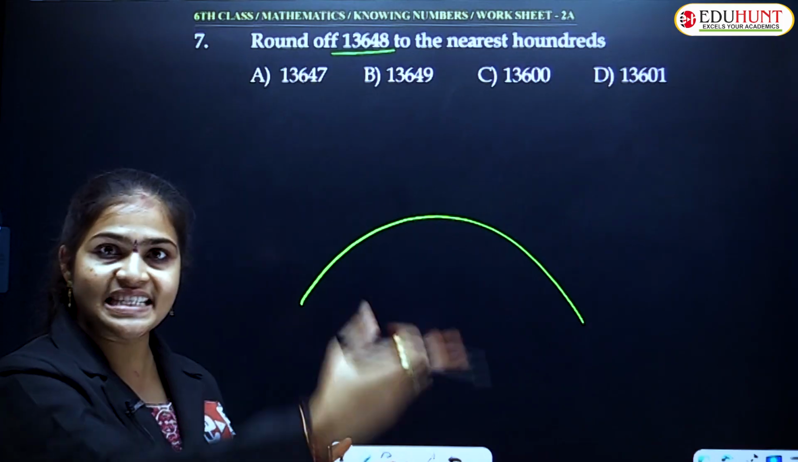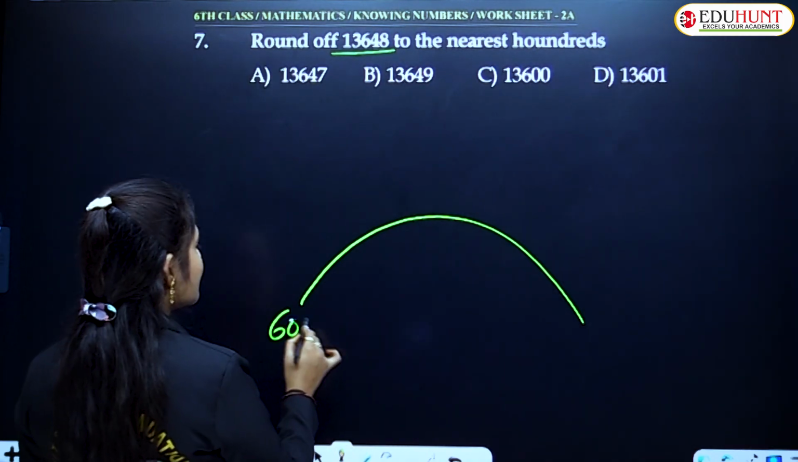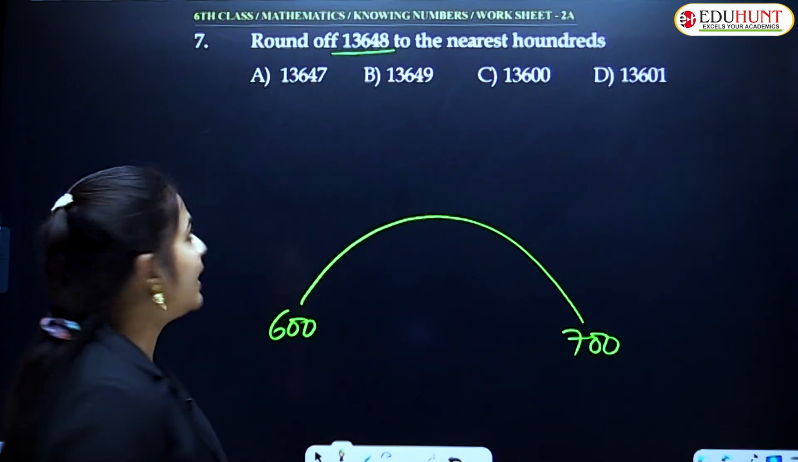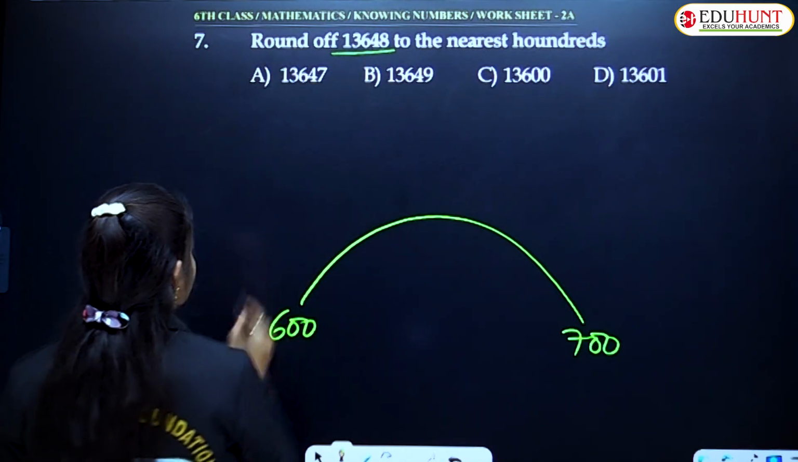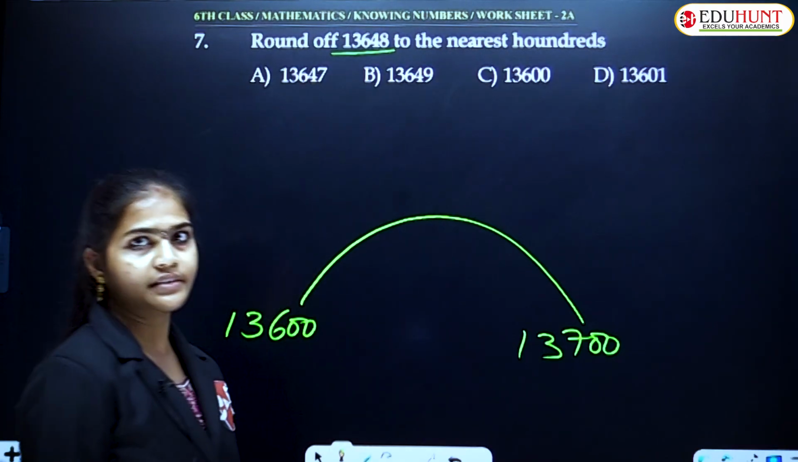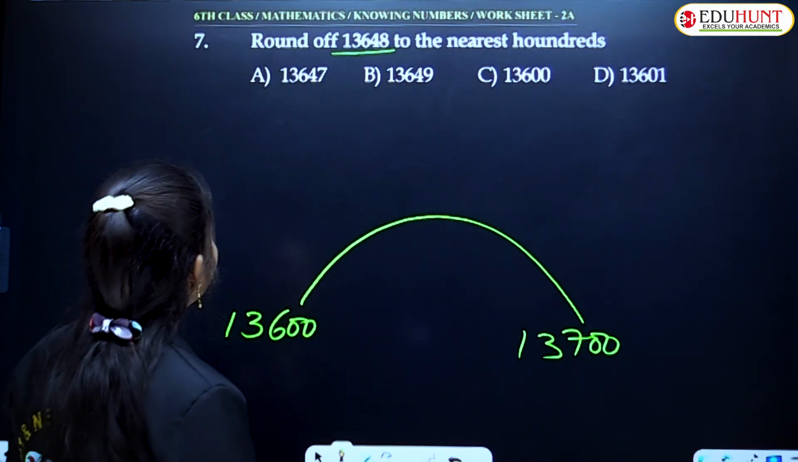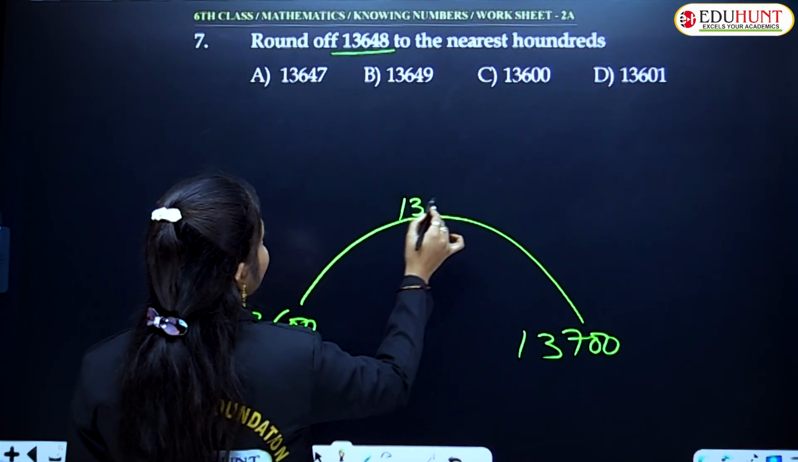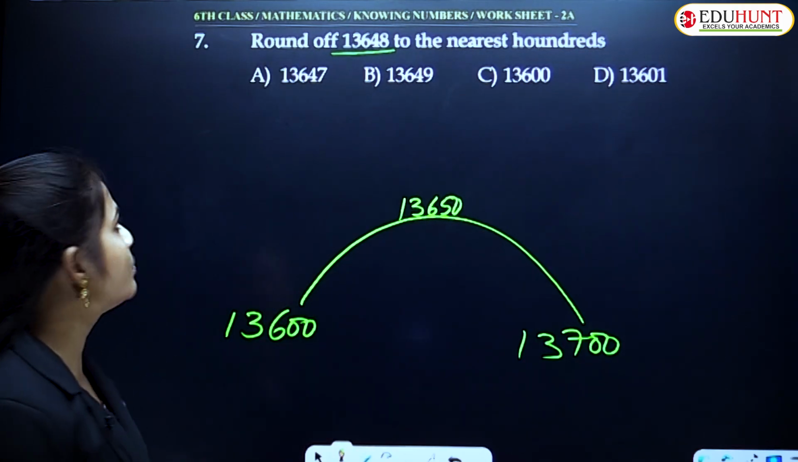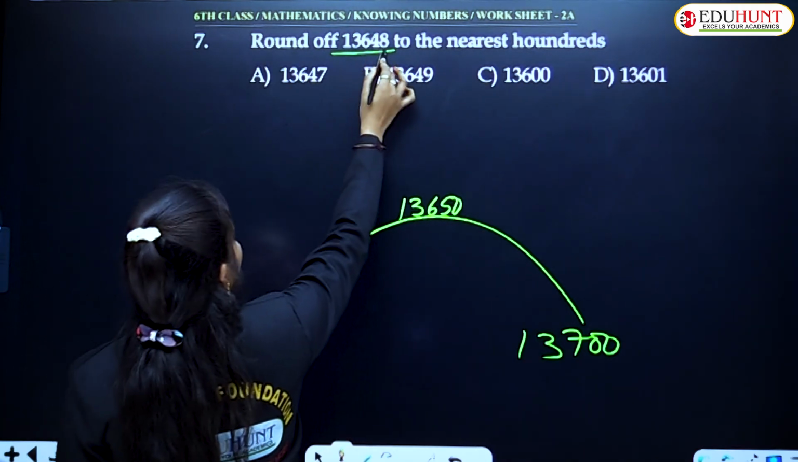13,648. 600 plus is there, which means the number lies between 600 and 700. Here, before it there are two digits, now what is that? 13,600 and 13,700. Understood? Now here, 13,650 is the middle number. Understood, ma'am? Now here 48 is there.